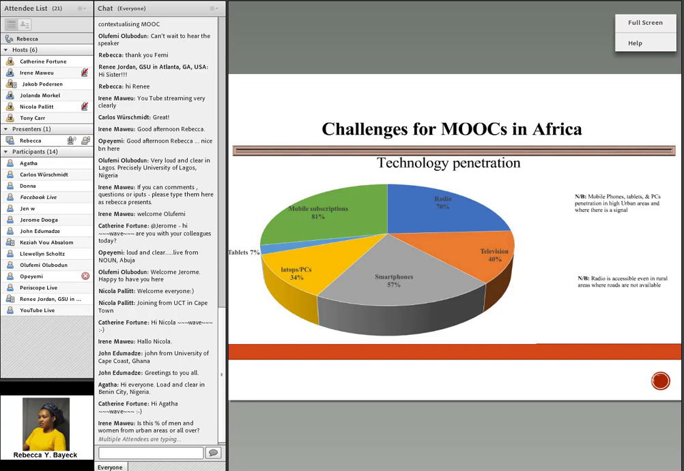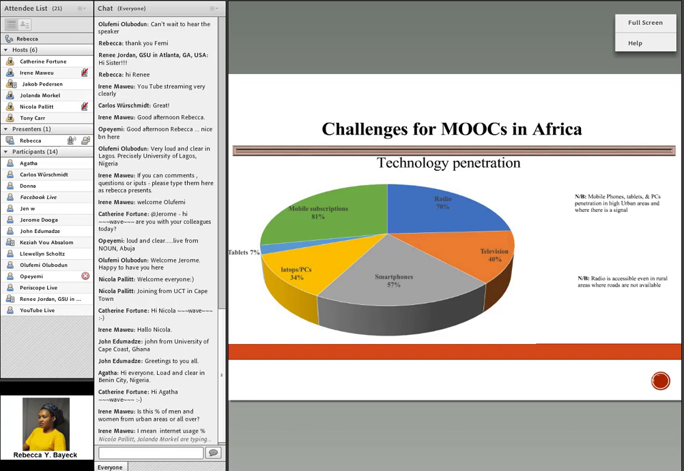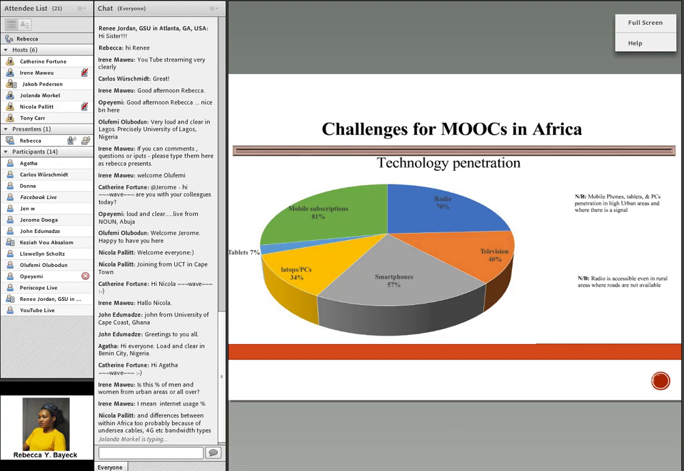Another challenge is technology penetration. This is a survey that I gathered from different sources. For mobile subscription, we see that 81% of people on the continent are using mobile phones. But again, these are realities that are unique to people in urban areas. When you go to villages or rural areas, if you don't have network connection, it's really challenging to find people having mobile phones or smartphones. We see laptops and PCs at 34%, television at 40%.